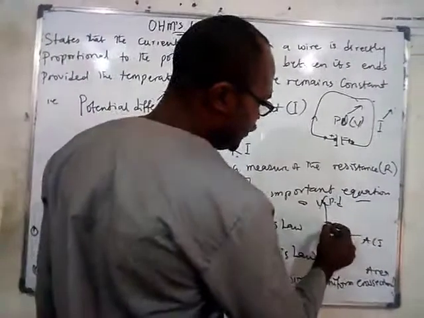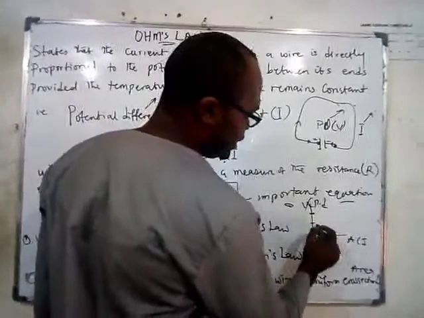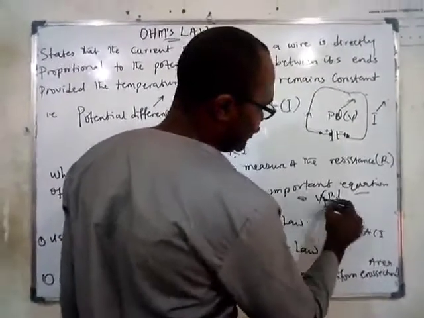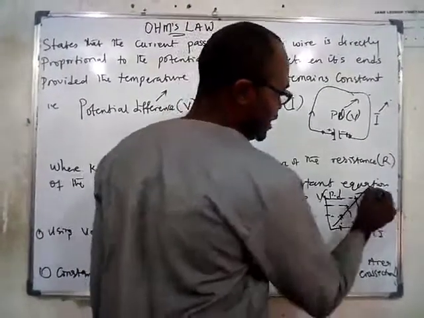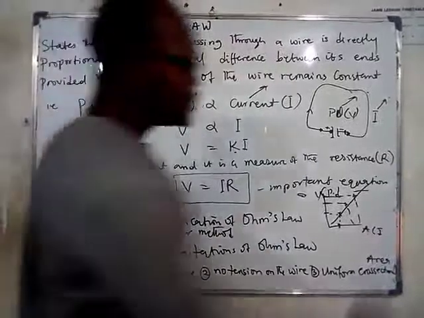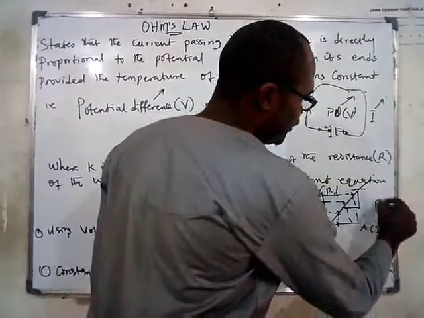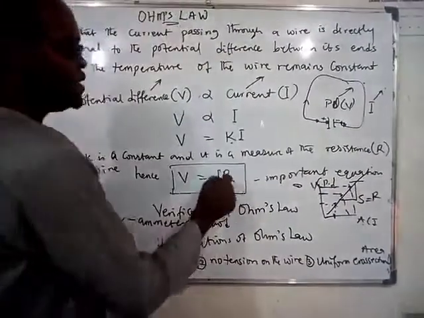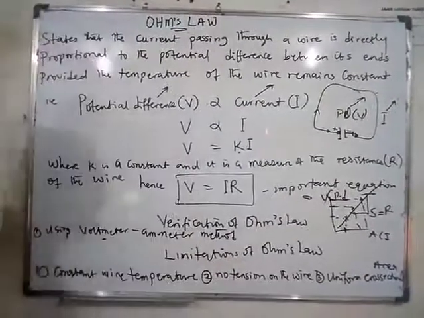It's telling us that as the voltage is increasing, the current is increasing. So you're going to have a straight line graph, isn't it? When you plot it, the slope will give us the resistance. So if you plot this, you're going to verify Ohm's law.